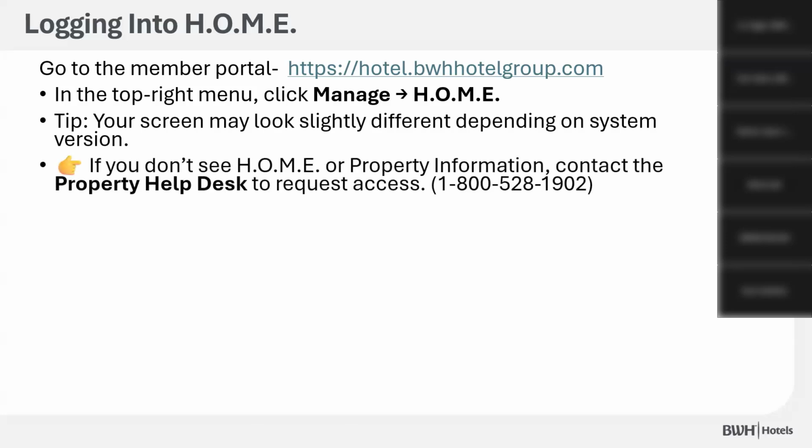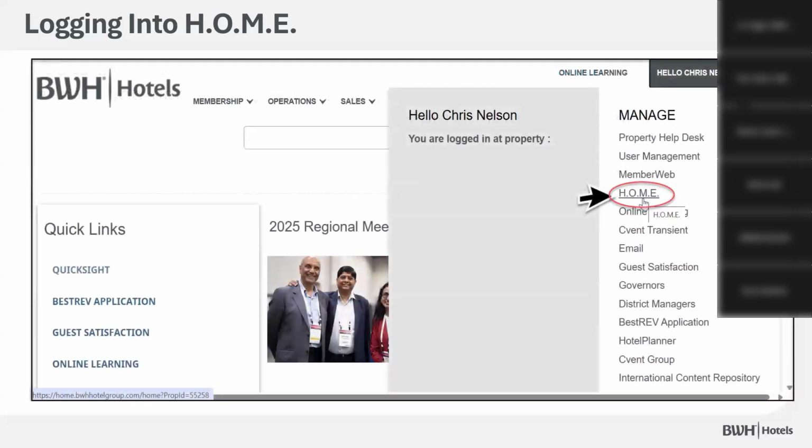And then there could be a problem. You may get to that and click on your name and you don't see Home. And you go, uh-oh, what do I do now? Well, I've made it easy for you. The property help desk can help you get into Home and make sure that the statuses are set accordingly. So I've provided their phone number here, 800-528-1902.